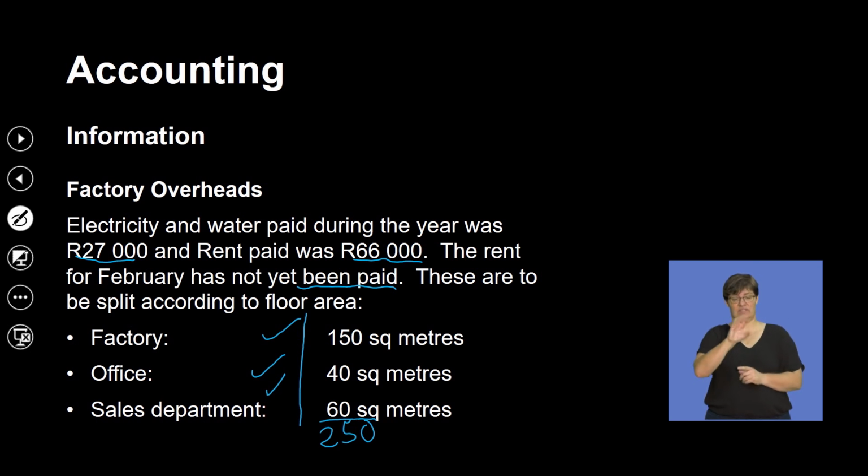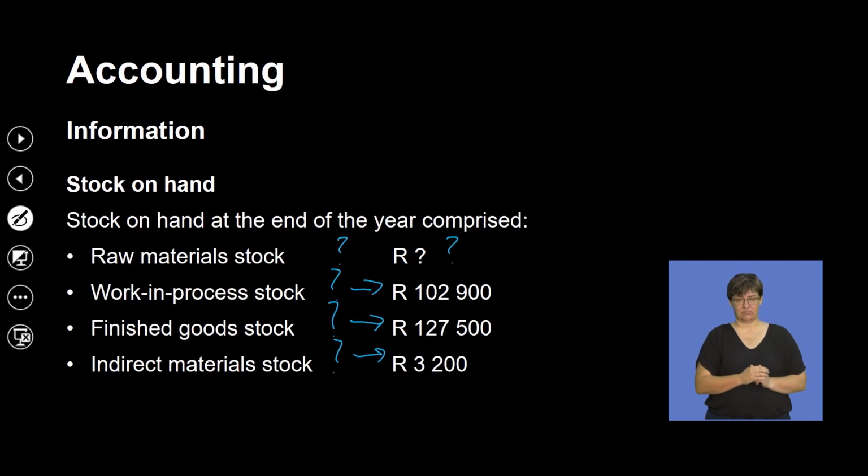So in that way, you can clearly see that your calculation will be dependent on how you're going to take that calculation and work out, and as you will see, we're going to do that. We're going to take the actual amount and split it up between the factory, the office, and the sales department. Okay, what else do we know about our factory overheads?